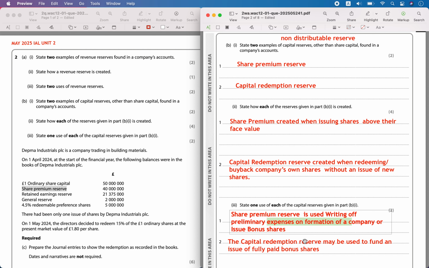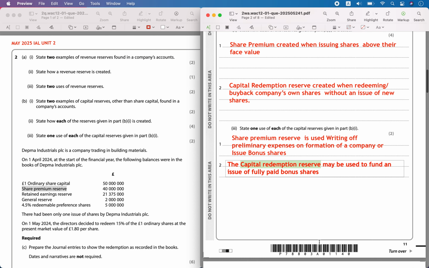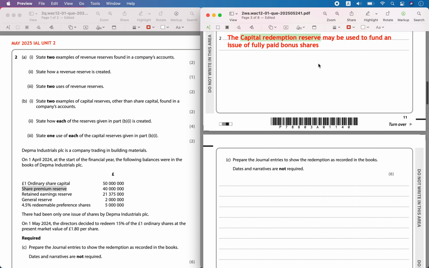Then the capital redemption reserve, I can use it to issue a bonus share. Suppose a bonus share is issued, I will use the capital redemption reserve to issue those bonus shares.